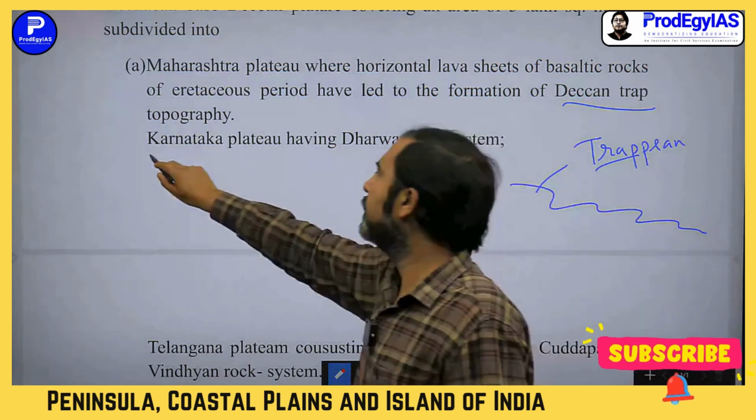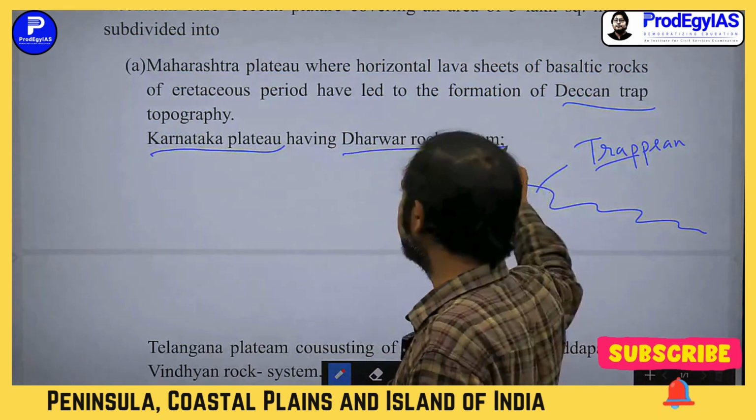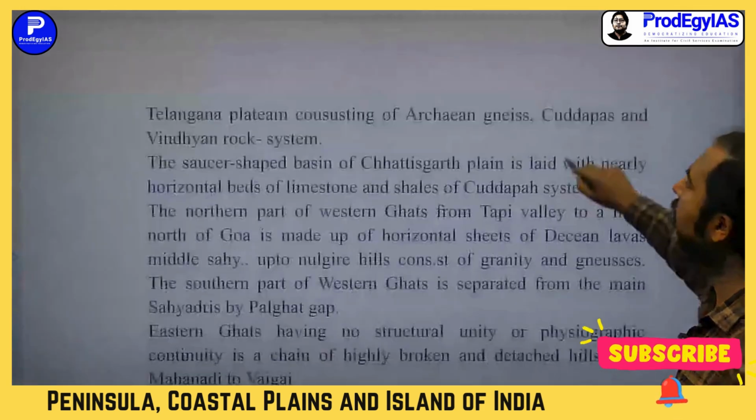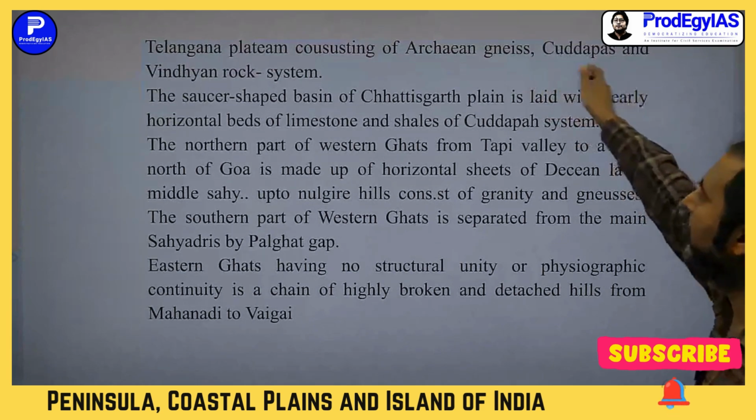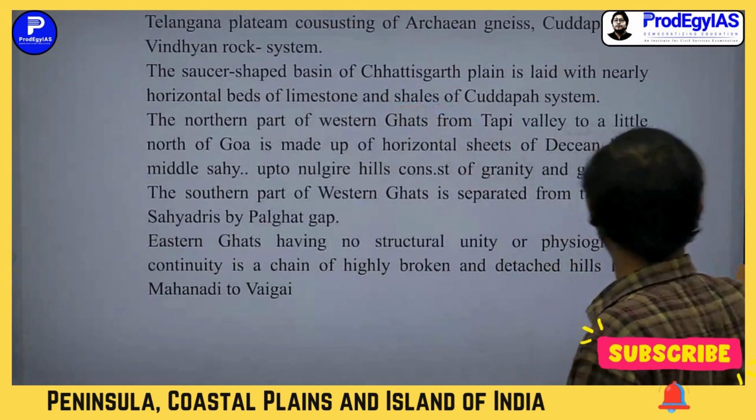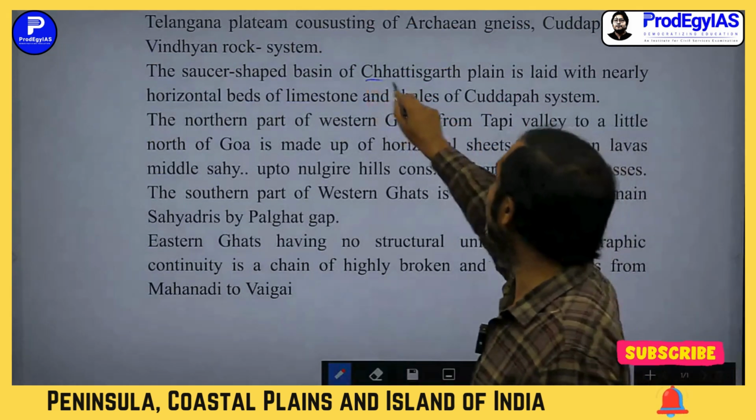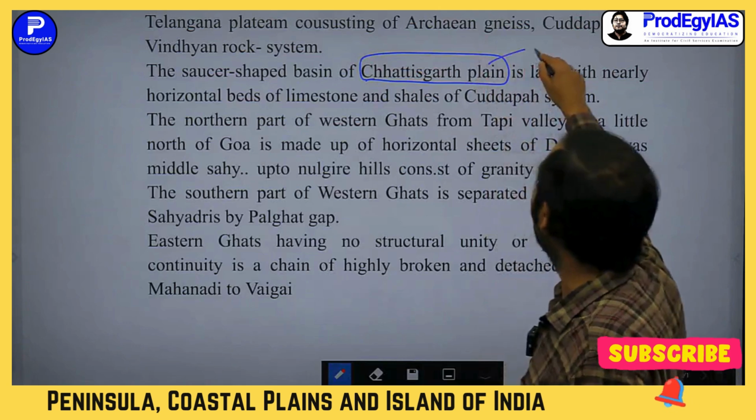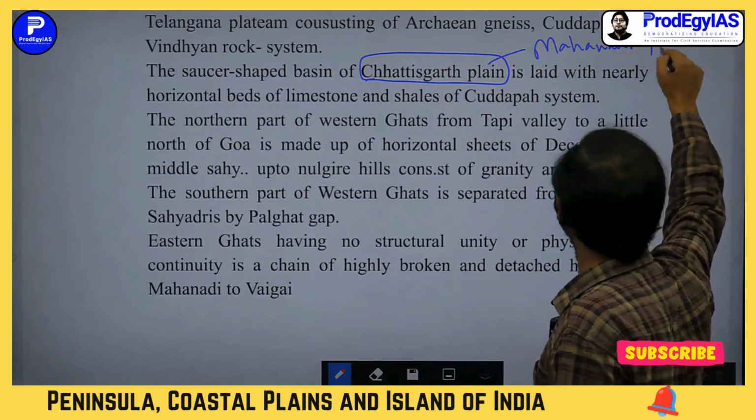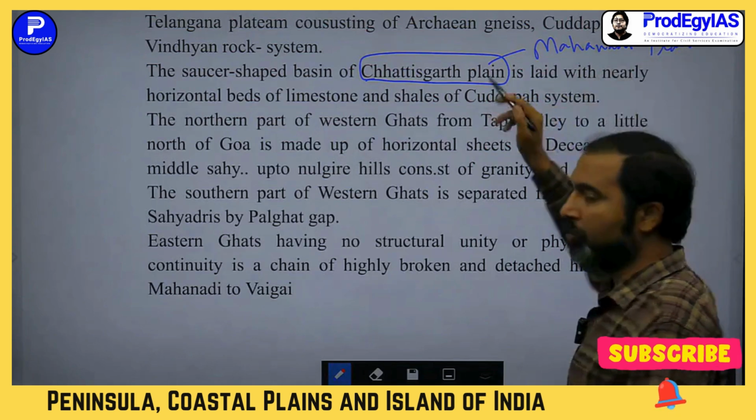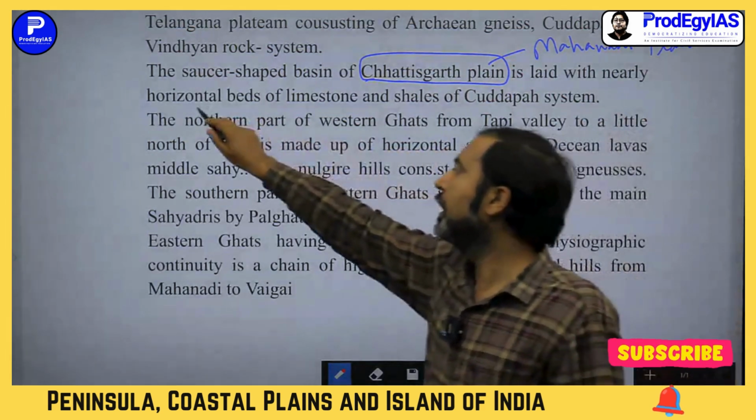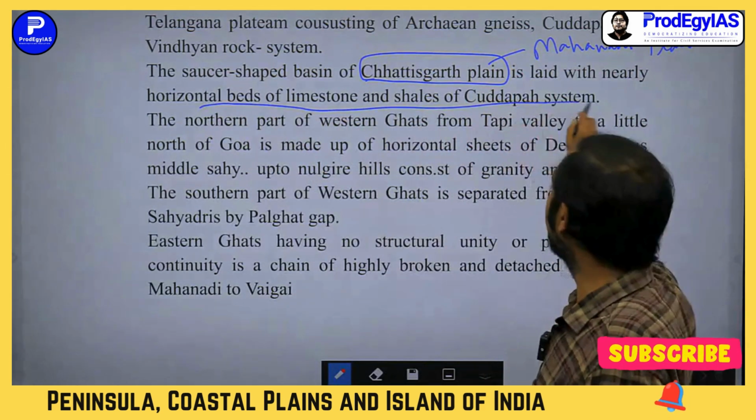Then south of it is the Karnataka Plateau, having the Dharwad rock system. Then in the Telangana region, the Telangana Plateau consists of Archean gneiss, Kadapa and Vindhyan rock systems. Then in Chhattisgarh lies the Chhattisgarh Plain, also known as the Mahanadi Plain, extending from Chhattisgarh up to Odisha, with nearly horizontal beds of limestone and shales of the Kadapa system.